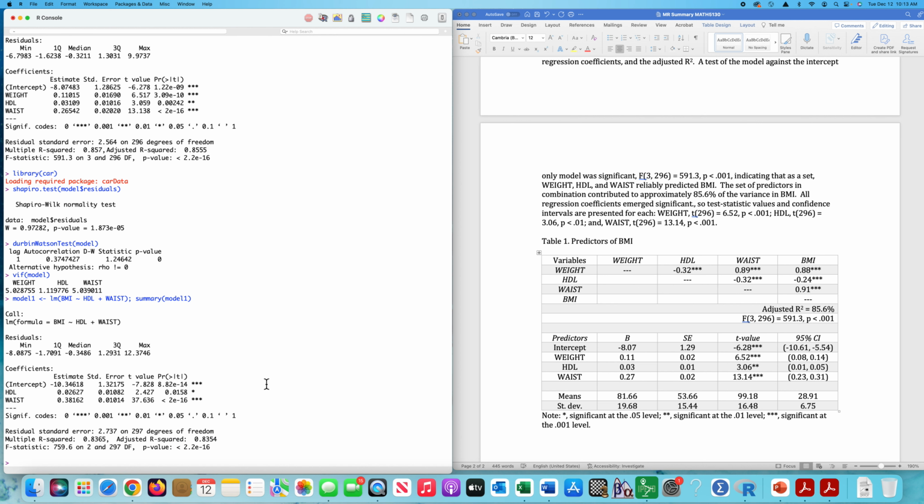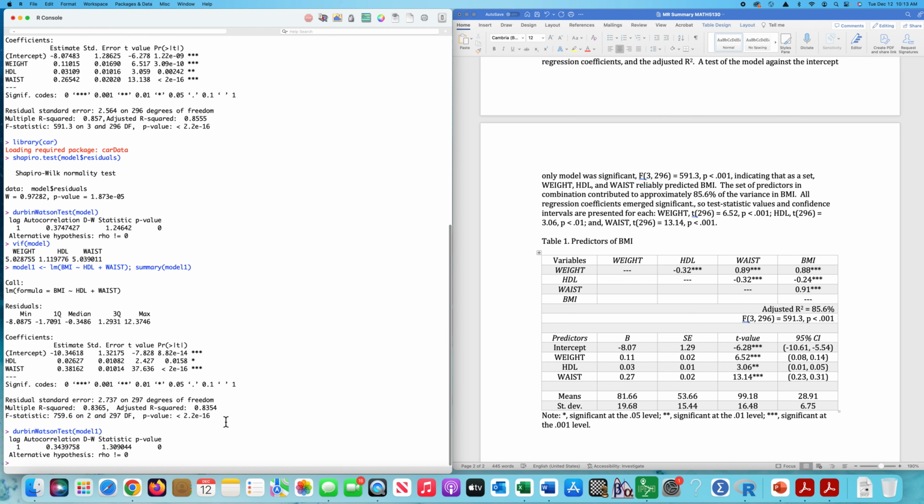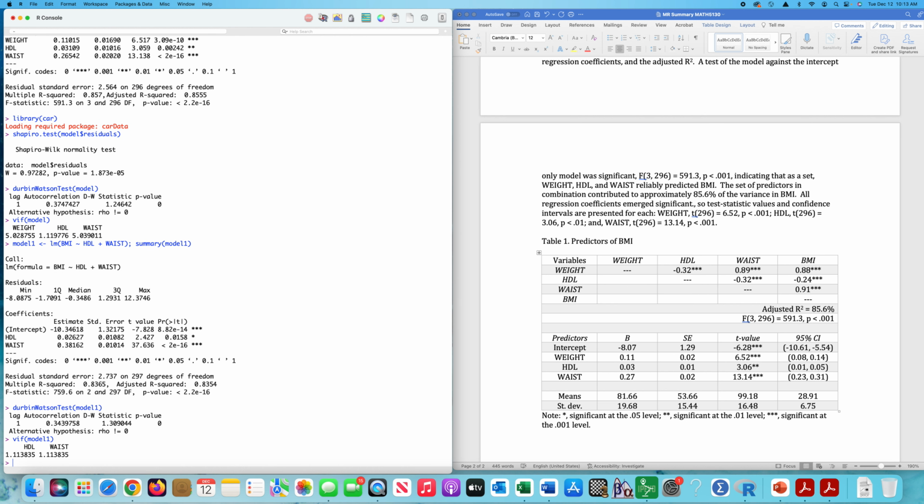So let's take a look at what concerned us previously. I'm going to go up, grab the Durbin-Watson test, but I need to run that on model 1 now. And you can see we still have an extremely small value, so we have a concern with independence here. When I go back up and run my VIFs for model 1, notice that both VIFs level out. They're both below 5, so I have no concerns with multicollinearity.